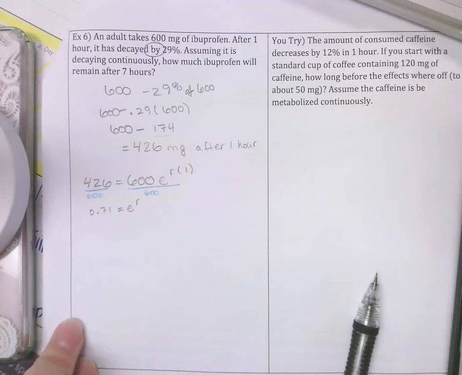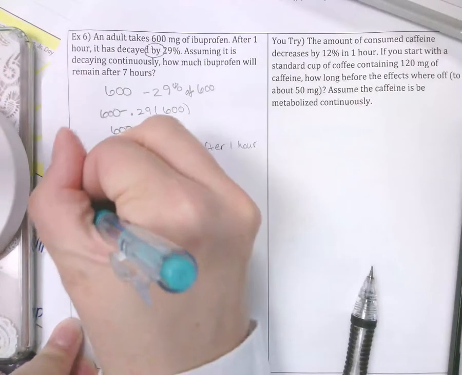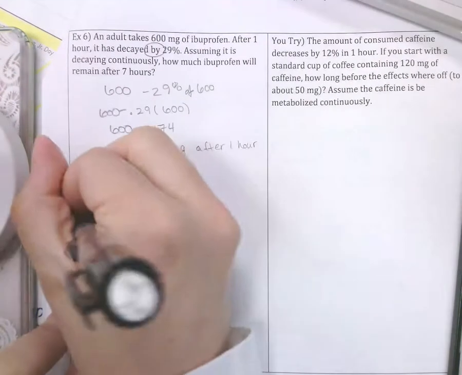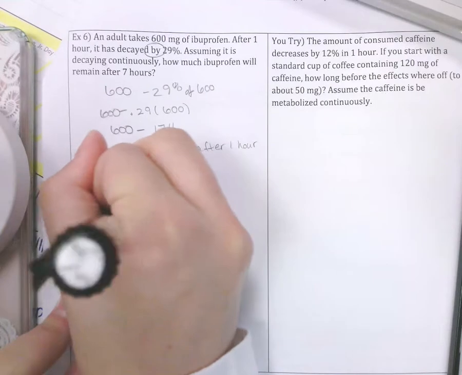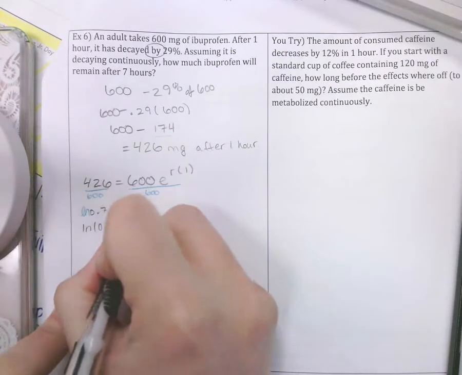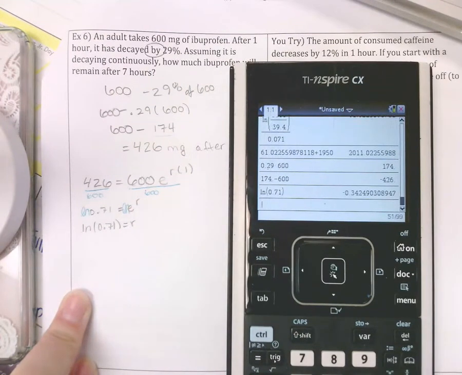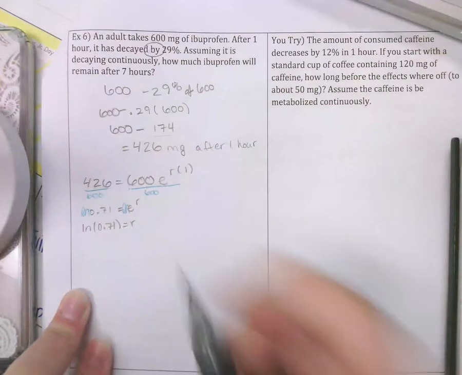Now what? Natural log. So the natural log of 0.71, that's my r. That gives me negative 0.342.